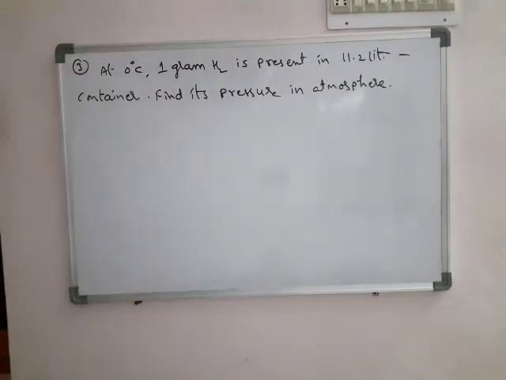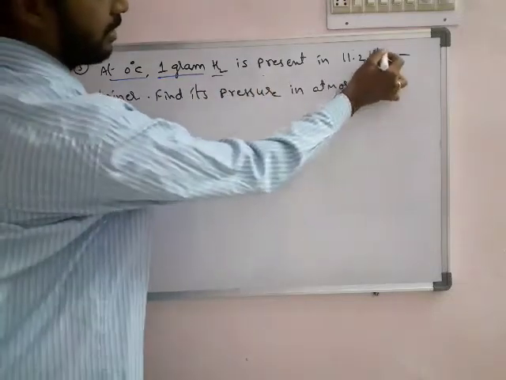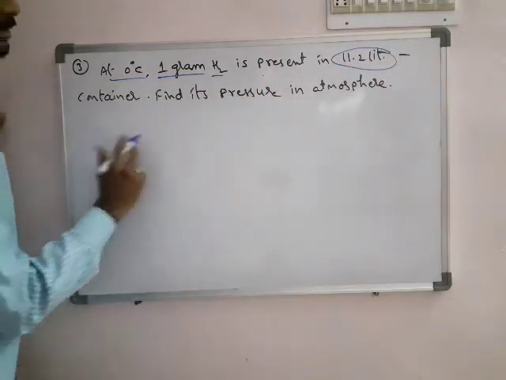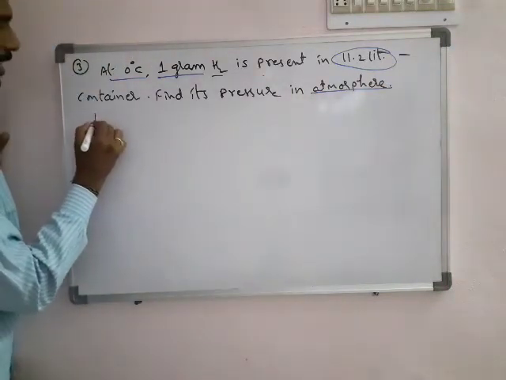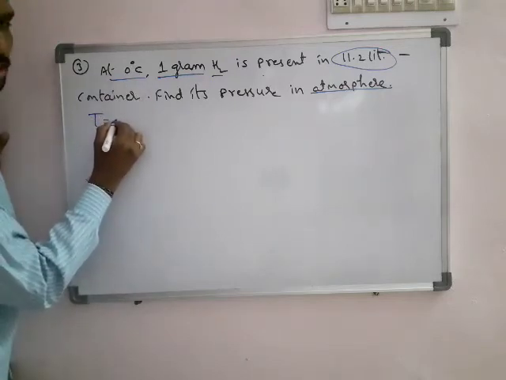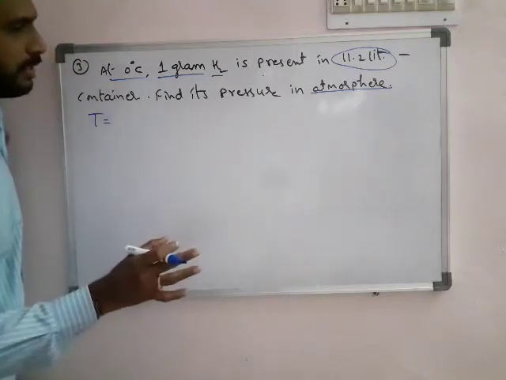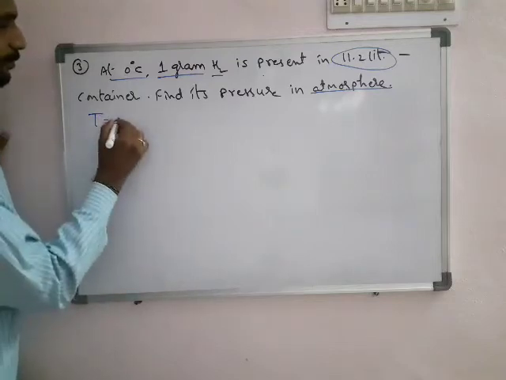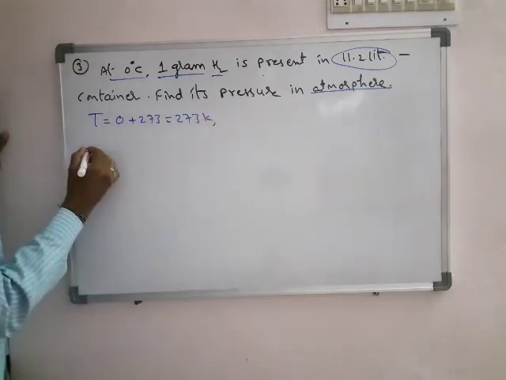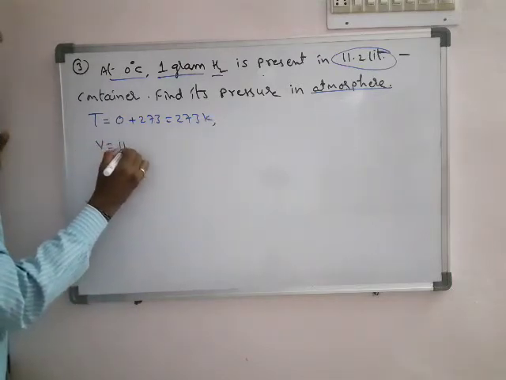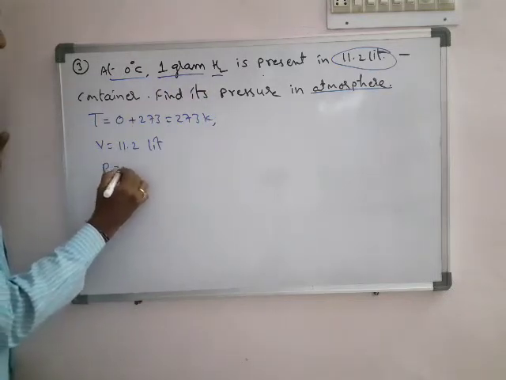Here the third one, at 0 degrees Celsius 1 gram of hydrogen is present in 11.2 liters. So find its pressure in atmosphere units. So here temperature is given how much? Here given in terms of degrees Celsius. So we need to convert, so all problems in gas laws we need to do in terms of Kelvins. It's 0 degrees plus 273 is equal to 273 Kelvin. Next, what is the value of volume? 11.2 liters. So we need to find out pressure.